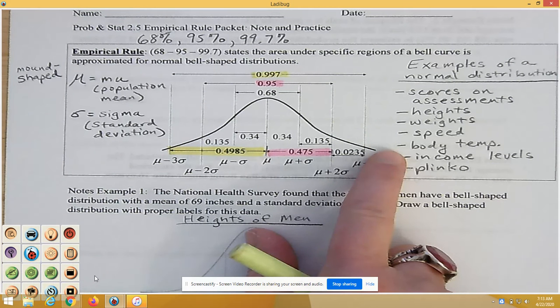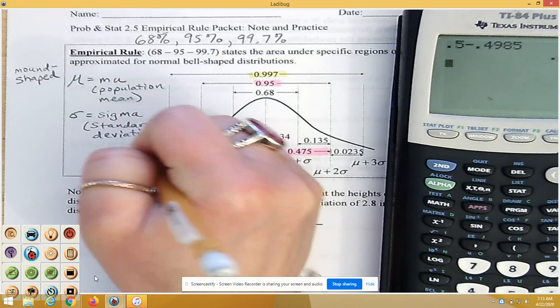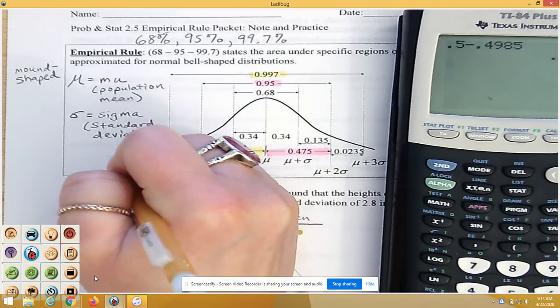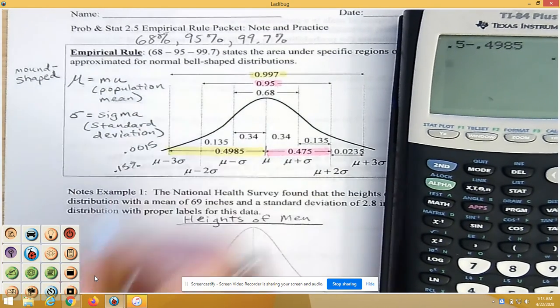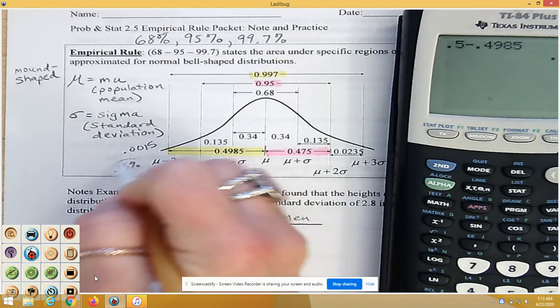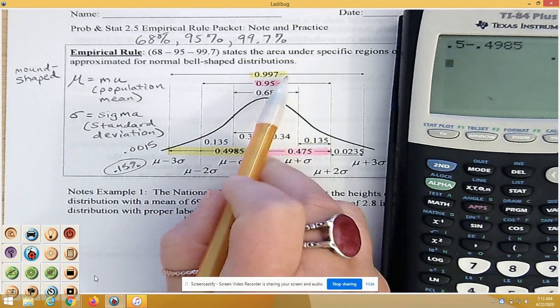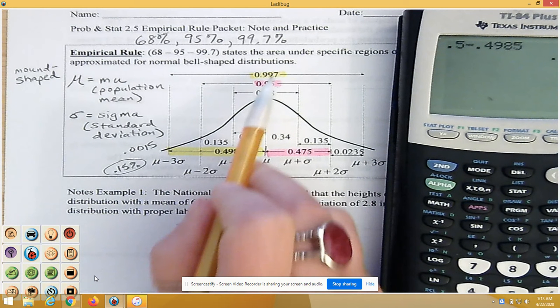As a percent, that would be 0.15% in one tail. So two tails would be 0.3%, or 1 minus 0.997. This would be both tails together, so that would be outside of 3 standard deviations. Okay, so hopefully that makes some sense to you.